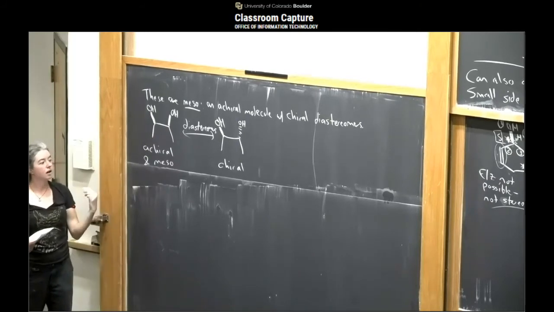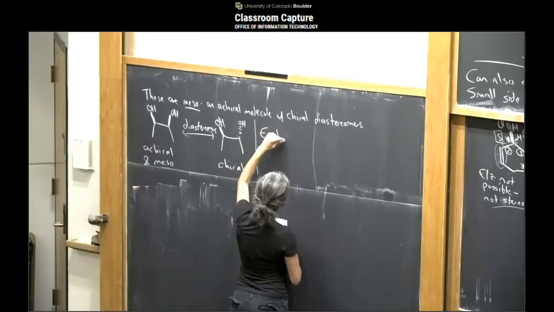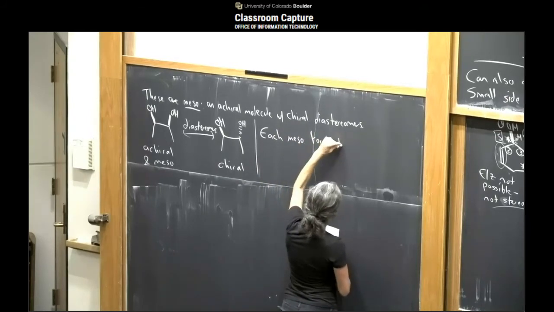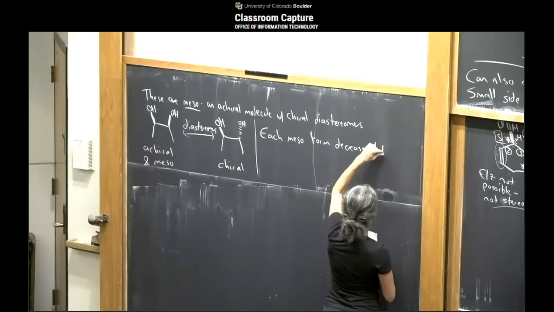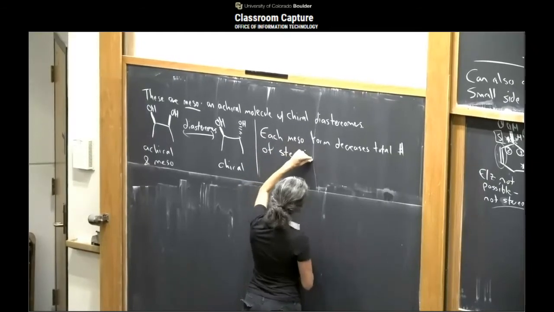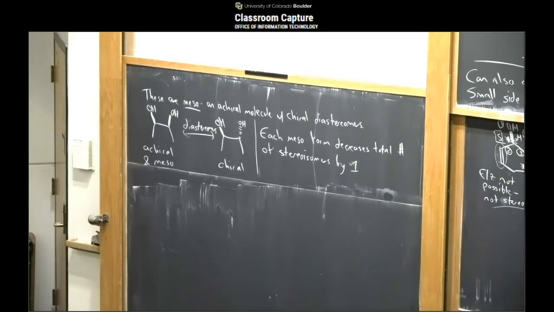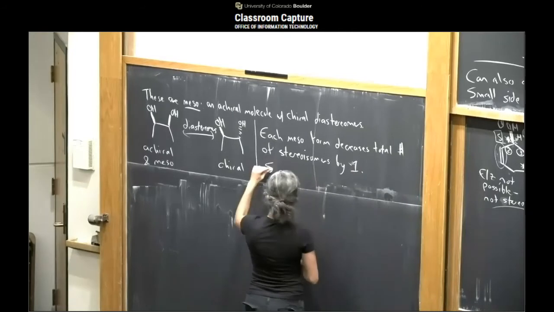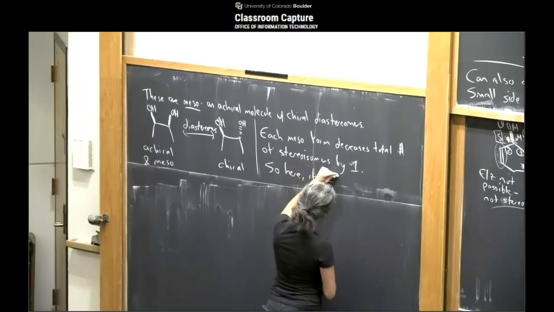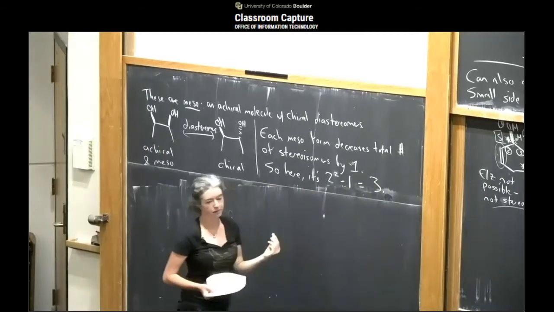Okay, so how this affects the total number of stereoisomers for a molecule. Each meso form decreases the total number of stereoisomers by one. And when I say each meso form, like this one and this one are the same meso form, they're the same molecule. So that's dropping the total number of molecules here by one. So here, instead of 2^2 or 4, minus 1 gives me 3 total unique stereoisomers for this setup.